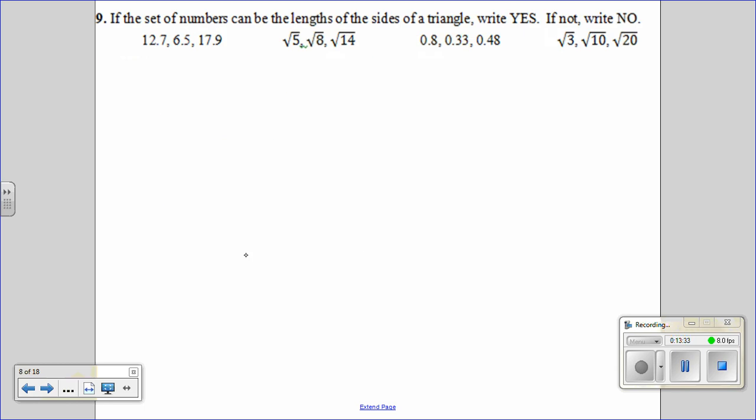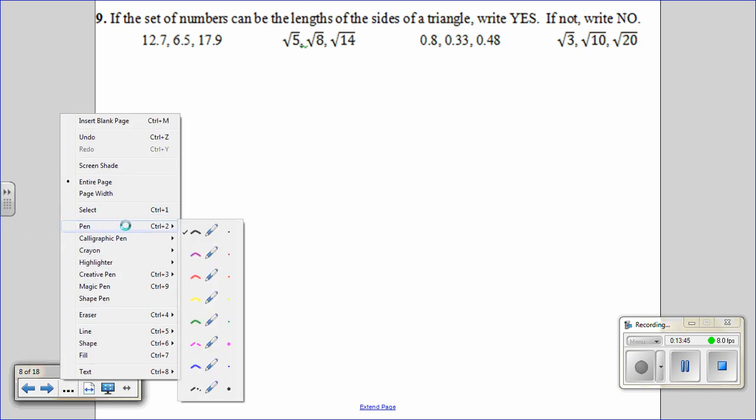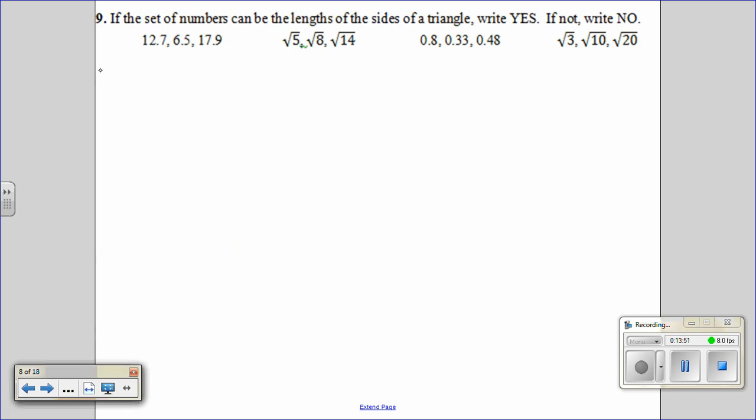Number 9 would like to know if the set of numbers can be the lengths of the sides of a triangle. Write yes or no. So this is where we have to find the sum of two of the sides, and it has to be greater than the third. So that means 12.7 plus 6.5 has to be greater than 17.9. 12.7 and 6.5 would be 19.2, and that is greater than 17.9.